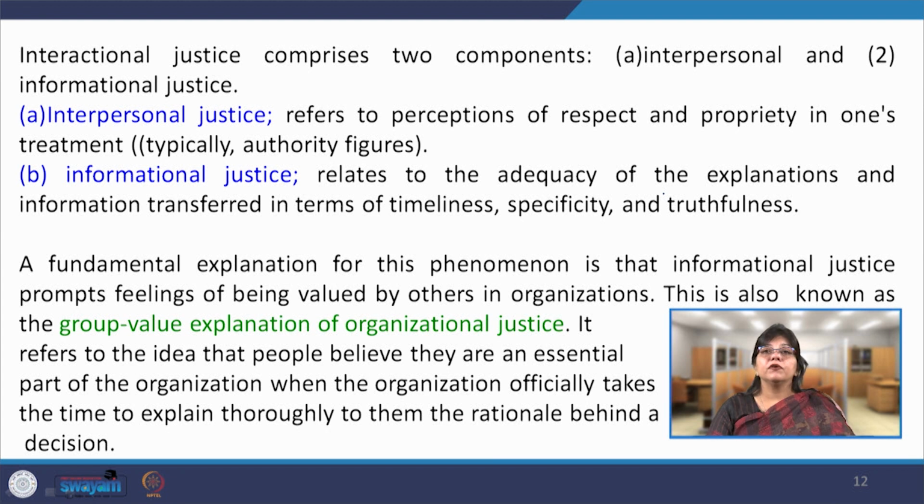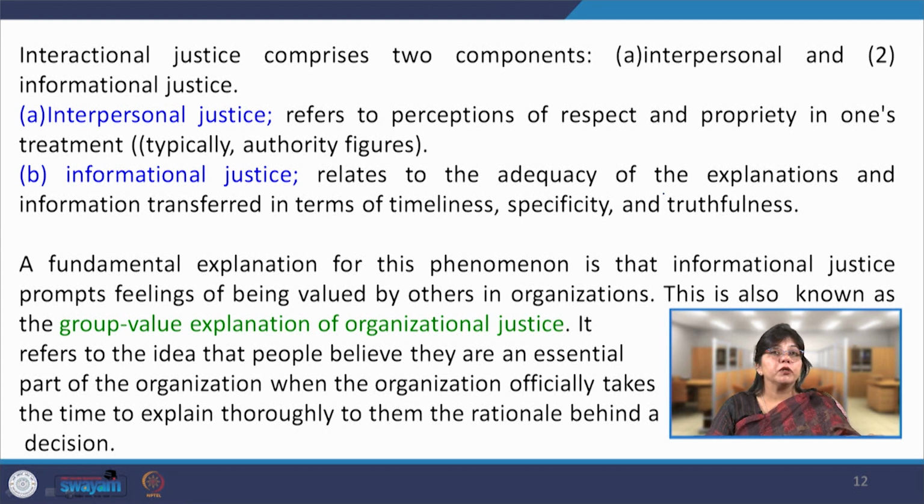Interpersonal justice refers to perceptions of respect and propriety in one's treatment, typically by authority figures. What respect or morally correct behavior or treatment they receive from the higher authorities, that is interpersonal justice. Appropriate professional language and communication is followed with the employees. All the decisions made by the higher authorities are communicated among all the employees, which enhances their self esteem and respect, and that connotes interpersonal justice.